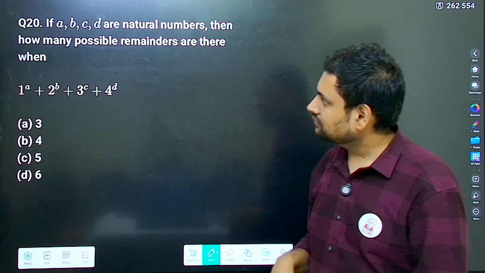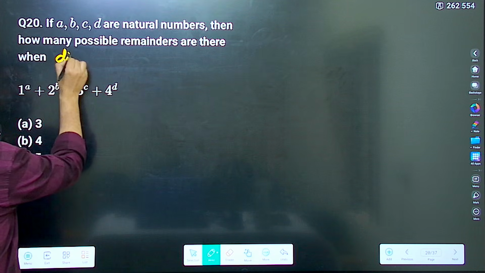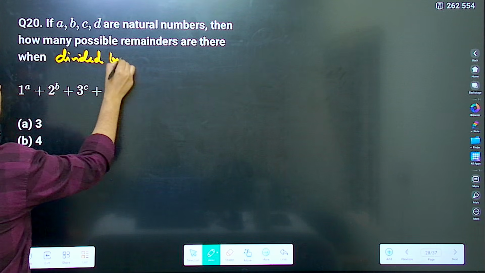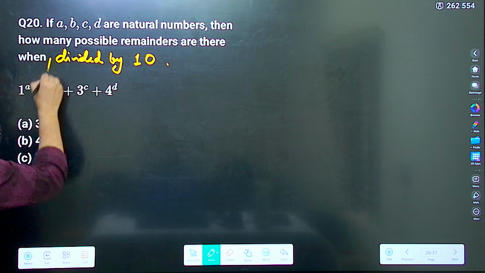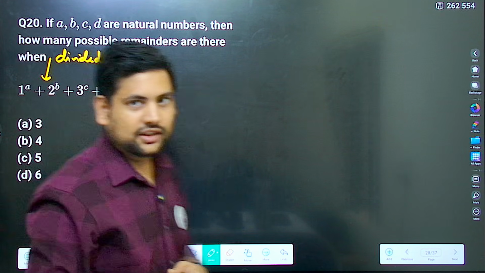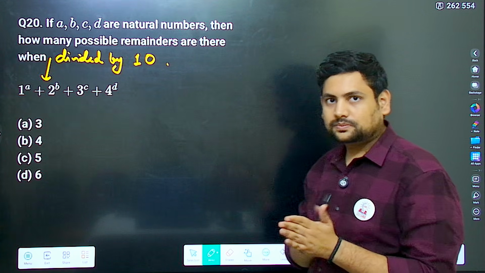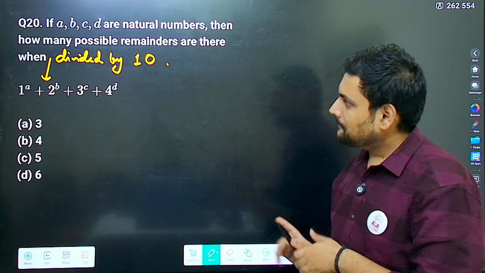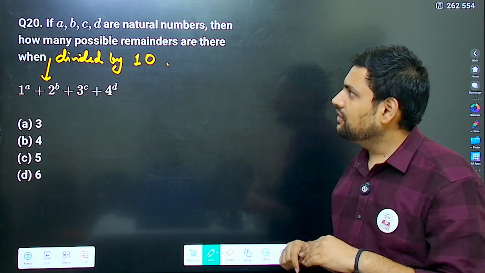Then, yeah, so actually the question was, if a, b, c, d are natural numbers, then how many possible remainders are there when this expression is divided by 10? Now, this was a very good question. See how. So, basically, these are the numbers. Now, I think this was 2024 CAPF.